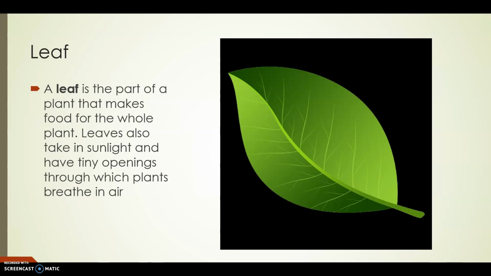A leaf is the part of a plant that makes food for the whole plant. Leaves also take in sunlight and have tiny openings through which plants breathe in air.